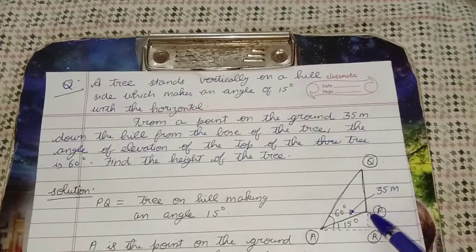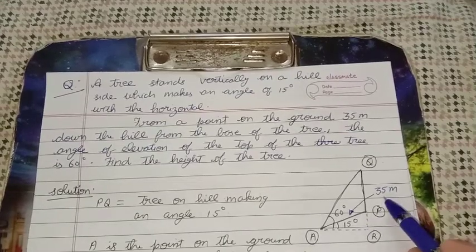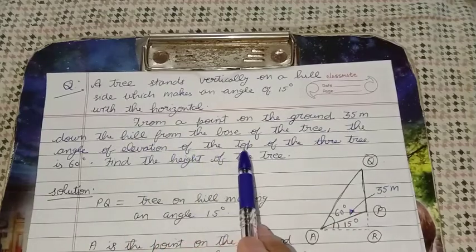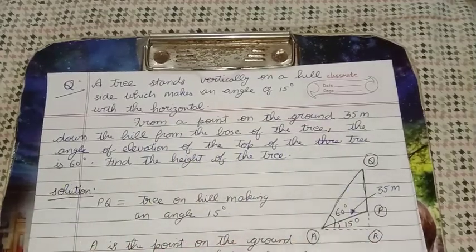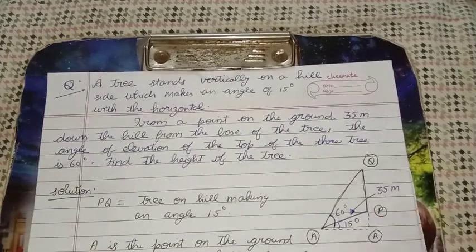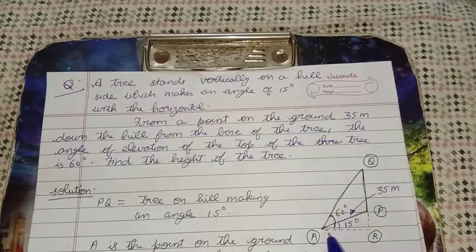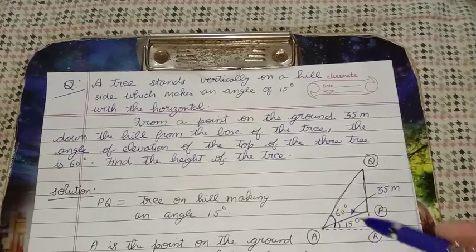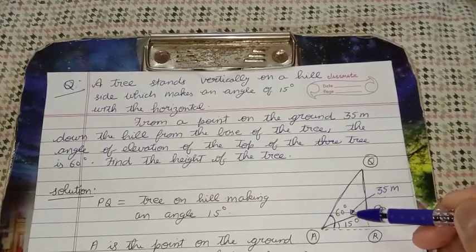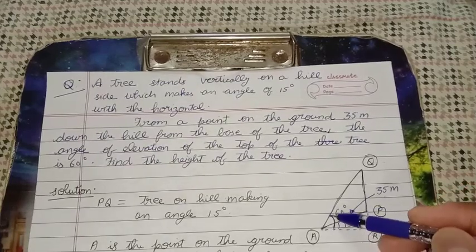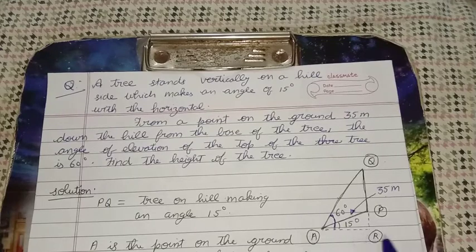So this I have written here, this length here, it's an observer over here, and this length is 35 meters down the hill from the base of the tree. The angle of elevation of the top of the tree is 60 degrees. Friends, remember, students make a mistake. This complete angle is always the angle of elevation. Angle of elevation is measured from the horizontal. So what people do is, they consider that the angle between these two lines is 60. It is not that way. This 60 degrees is this complete angle of elevation, which is to be measured from this horizontal.